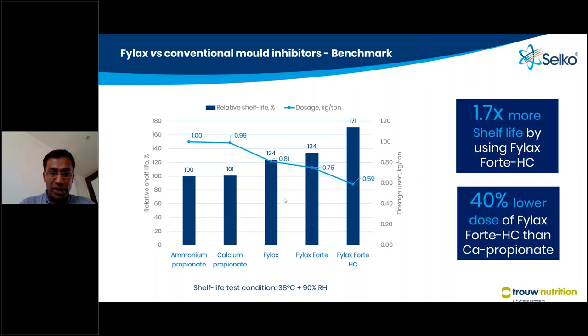So when you see the results, the Phylax Forte XA application is providing 1.7 times more shelf life compared to, for example, calcium propionate or ammonium propionate or other dry products. And also you need actually 40% less than what you typically use. So it gives value.